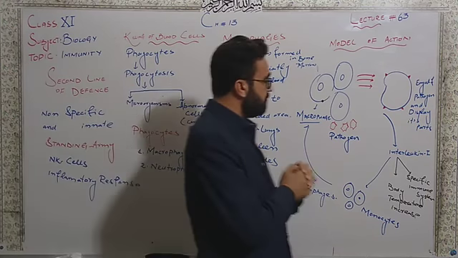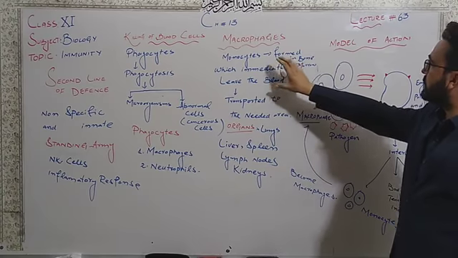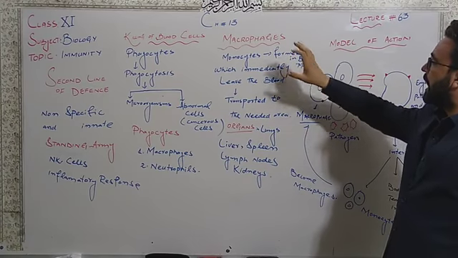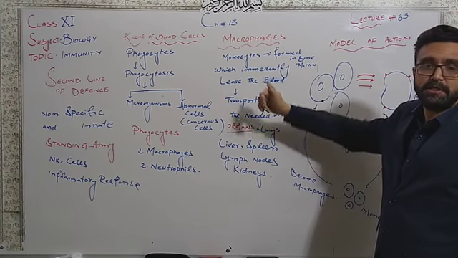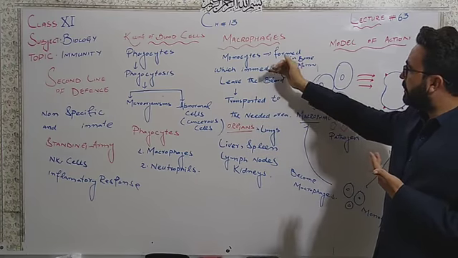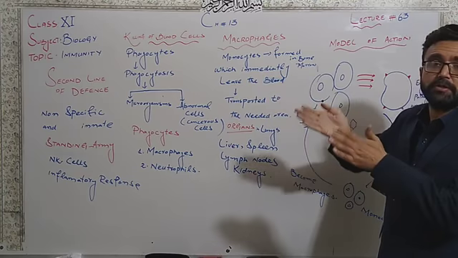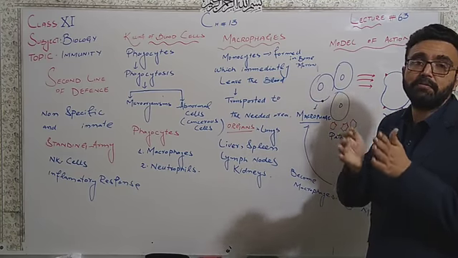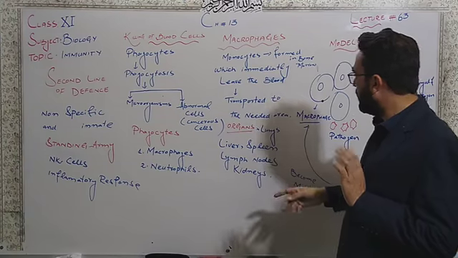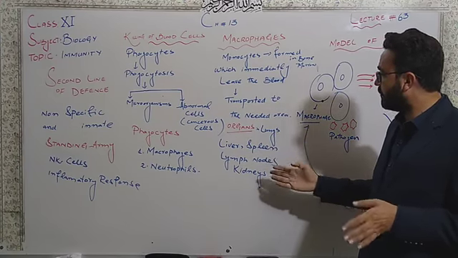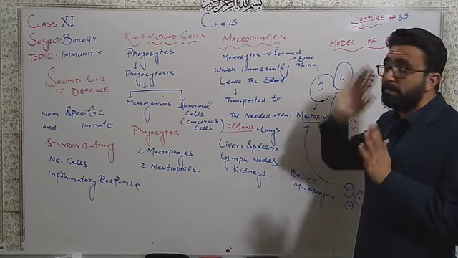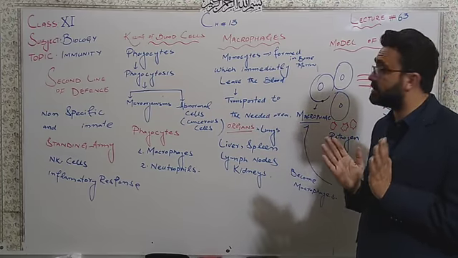Now let's come to the macrophages first. Macrophages are actually monocytes, and they are found in the bone marrow, and they immediately leave into the blood, and they are transported to the area where they are needed, where we have pathogenic attack. Some organs, like lungs, liver, spleen, lymph nodes and kidneys, are where the macrophages can exist.